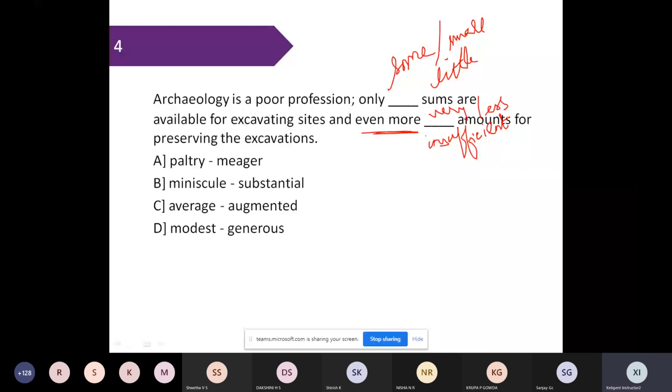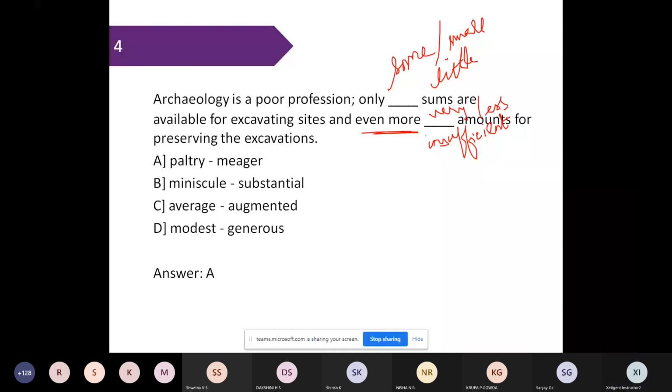Exactly, paltry and meager is the correct answer. Option A is the correct answer, paltry and meager. And what do you mean by paltry and what do you mean by meager? That is what we have written in the blank of selecting the guess word. Paltry means a small amount, something which is small. You can say paltry sum. Meager is inadequate or insufficient. Something which is inadequate or insufficient. Yes, meager is limited.